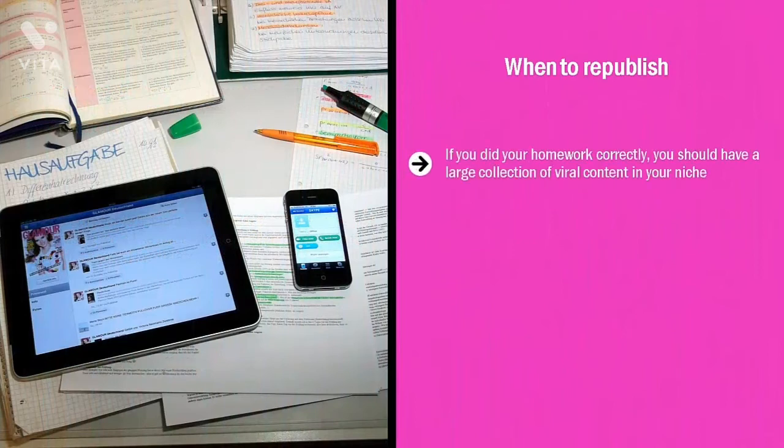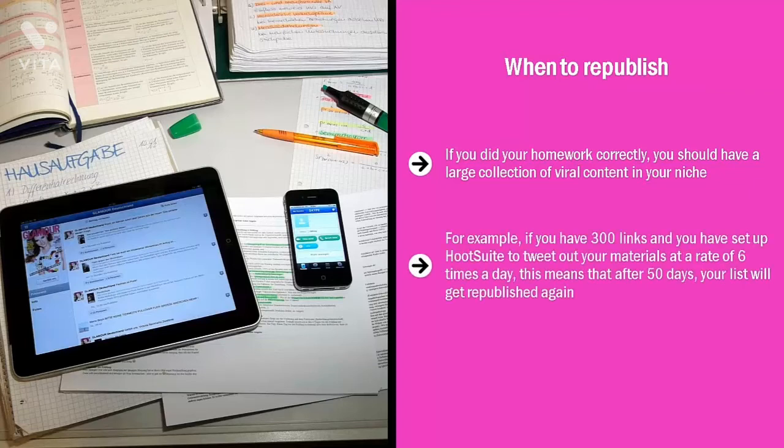If you did your homework correctly, you should have a large collection of viral content in your niche. This stuff is tried and proven. These materials are known to attract a tremendous amount of eyeballs in your niche. The problem is, you don't want to keep republishing the same content over and over.